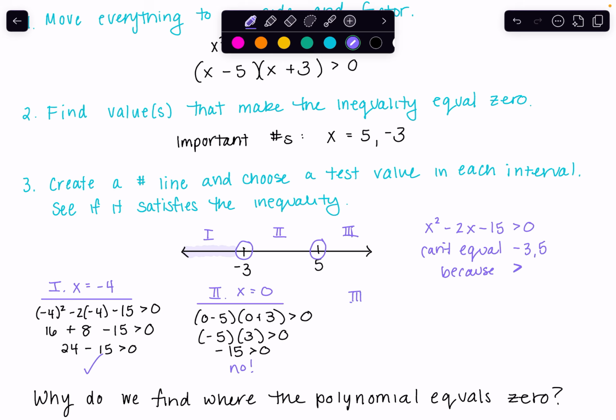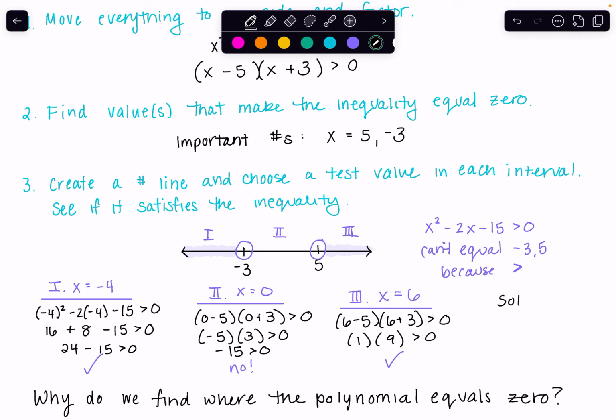And then last but not least, moving on to interval 3, I could pick 6. That's a relatively small-ish number. And again, you can use either one to plug it into. I'll go ahead and plug it into this one. That would give me 6 minus 5 times 6 plus 3 is greater than 0. 6 minus 5 is 1. 6 plus 3 is 9. Positive 1 times positive 9 is definitely greater than 0. So interval 3 works just like we imagined from the graph.